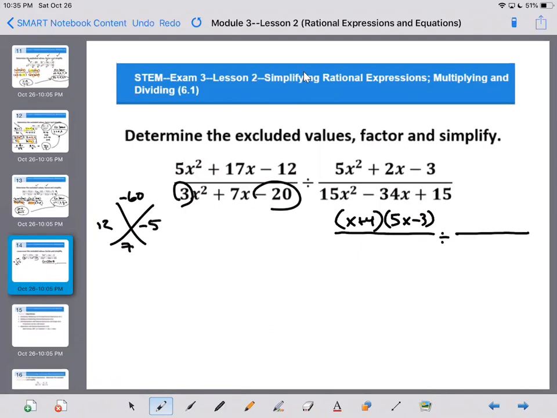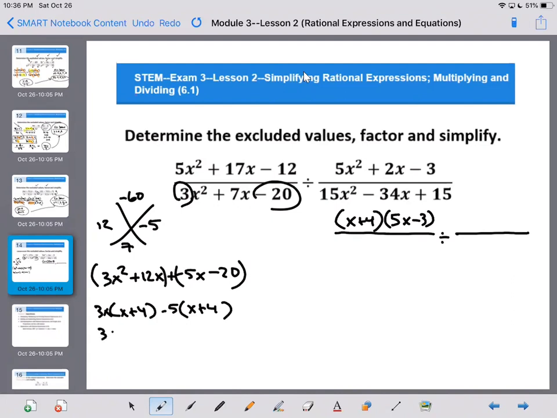So we're going to rewrite the first term, 3x squared, and then write 12x plus a negative 5x minus 20. And we're going to group. So 3x, so that'll be x plus 4. Factor out the negative 5, that'll be x plus 4. So you'll have 3x minus 5 and x plus 4 as your factors.